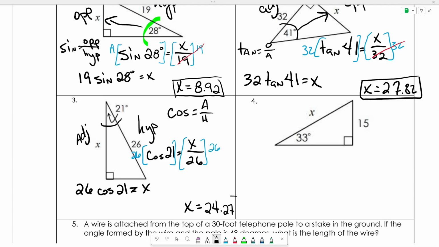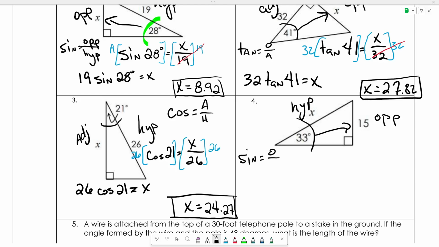So my missing side for this triangle is 24.27. Now look at this last one right here. On this one, I have my opposite side. Here's the hypotenuse, and the hypotenuse is the piece that's missing. If I have opposite and hypotenuse, that is my sine: opposite over hypotenuse. So let's plug in the information that we do have. I know that I need the sine of 33 degrees, and that's going to be equal to 15 over my variable.